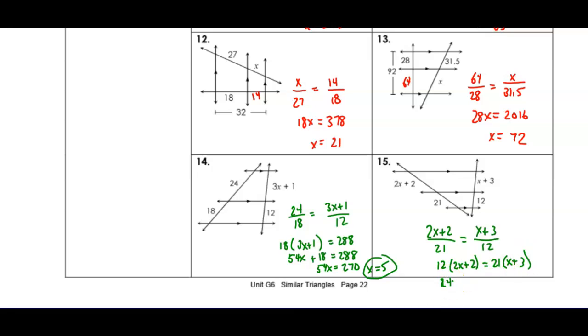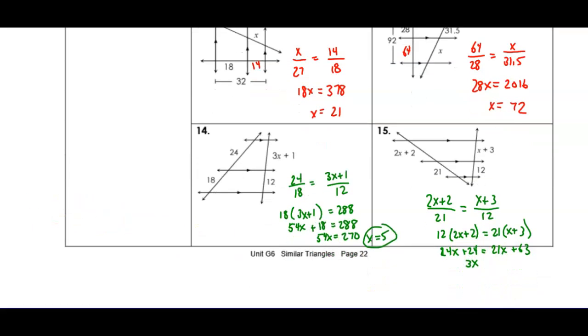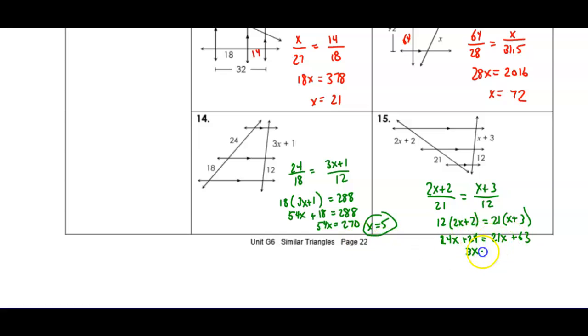So 24x plus 24 equals 21x plus 63. Subtract the 21x, I get 3x. Subtract the 24, and I get 39. And so divide by 3, x equals 13.